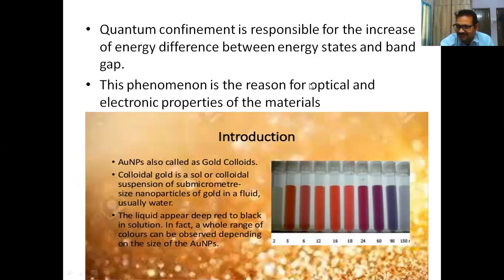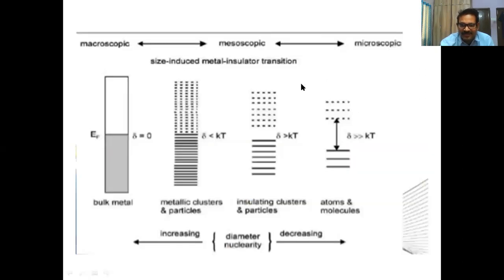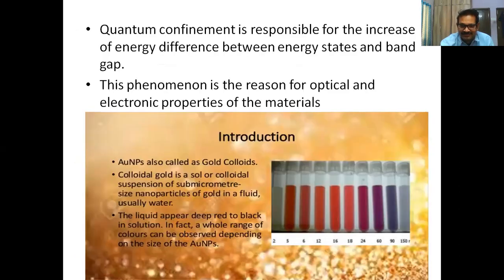Optical also. How are we getting color? An electron jumps from the ground state energy to the excited state energy, and again it comes back to the ground state. Then light will be emitted. So that is the reason, and it depends upon the energy gaps. The energy gaps depend upon the number of atoms present, so the size of the particle.